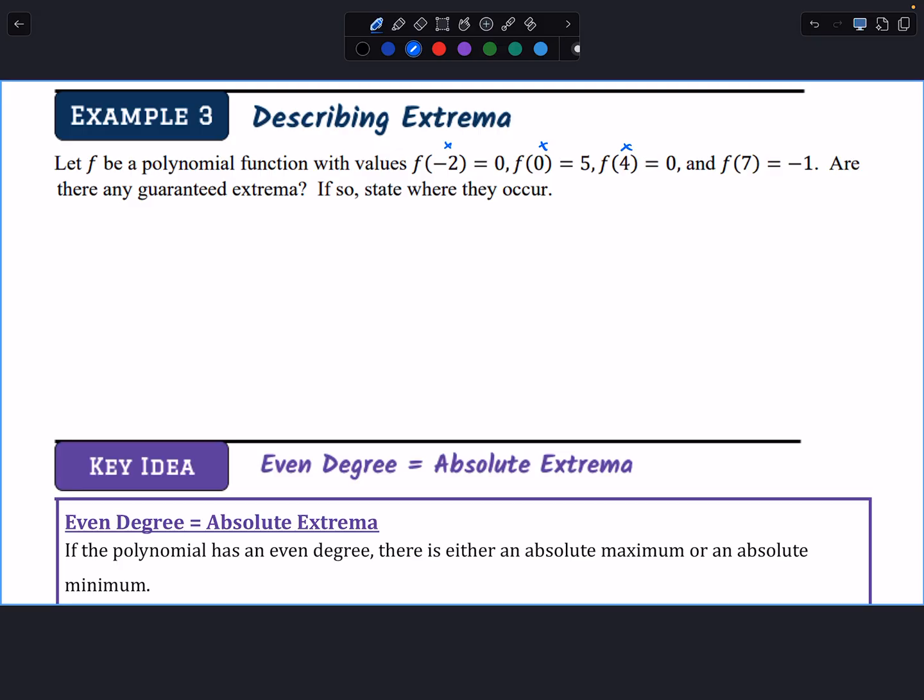So right here, this is saying, bless you. If I plug in -2, I get 0. If I plug in 4, I get 0. So these right here are my x-intercepts. Okay, so I know you guys don't have a graph, but we can kind of draw a rough sketch of what's happening.